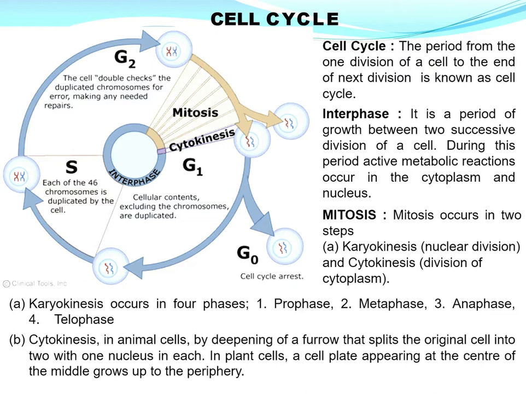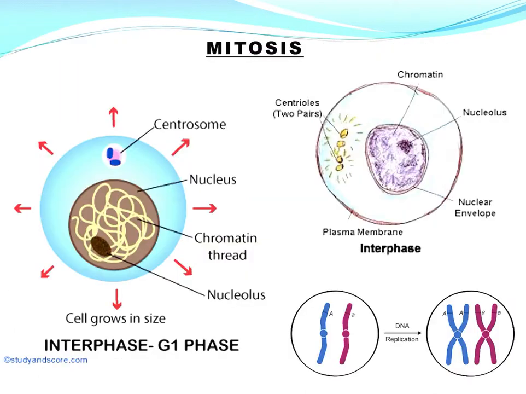Now the M phase, or mitotic division phase, involves two steps, karyokinesis and cytokinesis. Karyokinesis occurs in four phases: prophase, metaphase, anaphase, and telophase. At the end of karyokinesis, the cytoplasm divides, which is known as cytokinesis. So the division of the cytoplasm occurs, which finally produces two daughter cells.